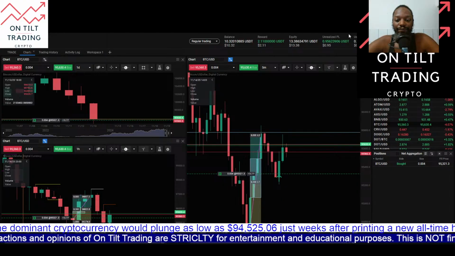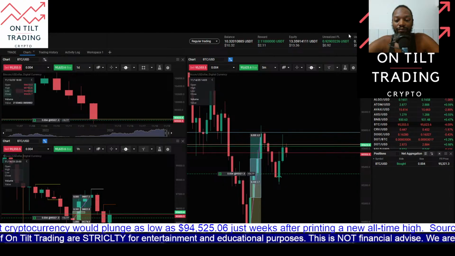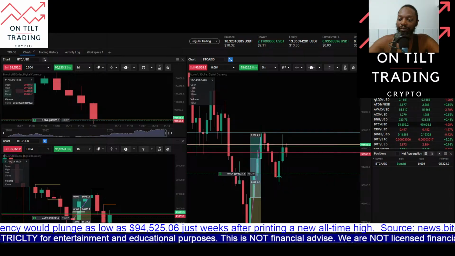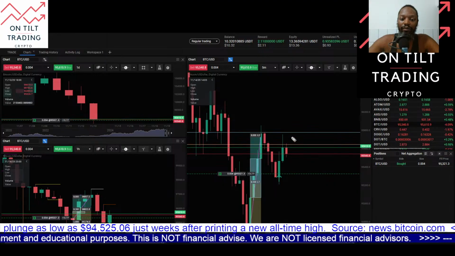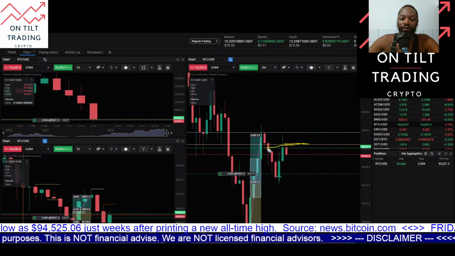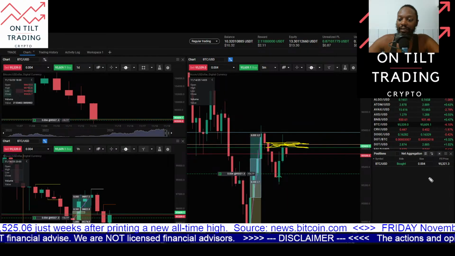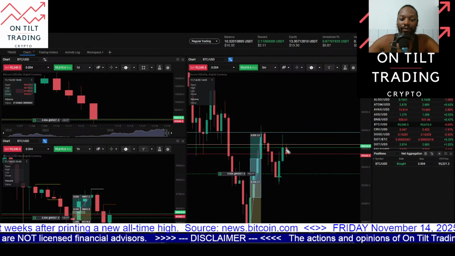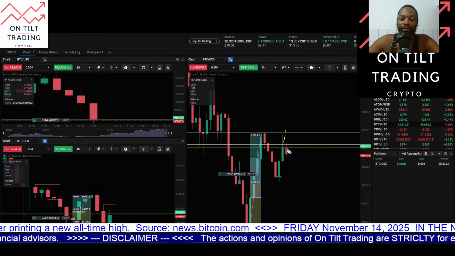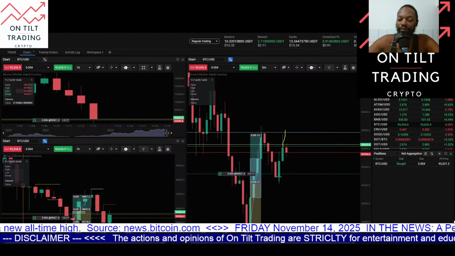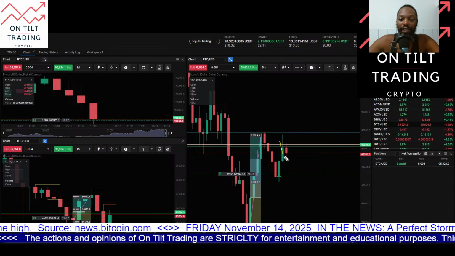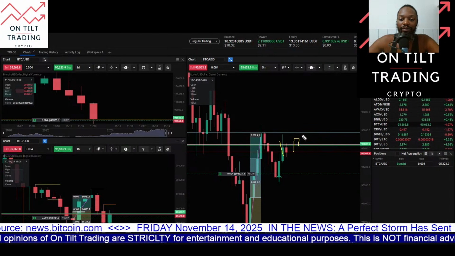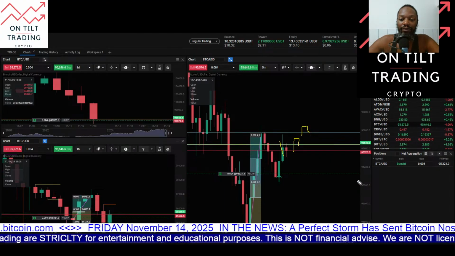95,550. So price consolidating here just below the 60-minute order block as price tested that level, wicked through, but did not close through. So price pulling back. We'll see if we can get a close above these levels here.